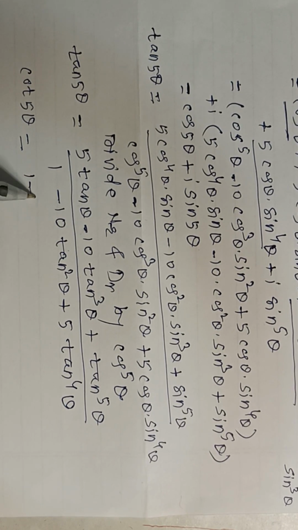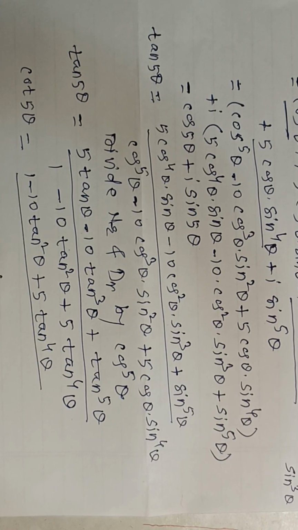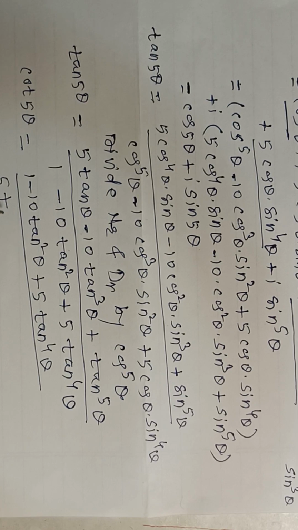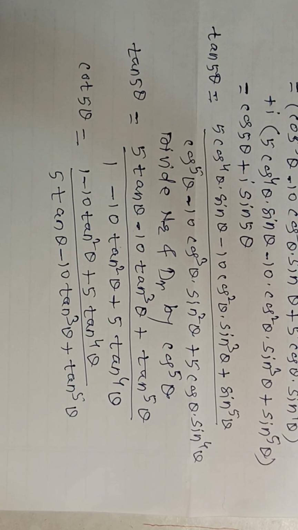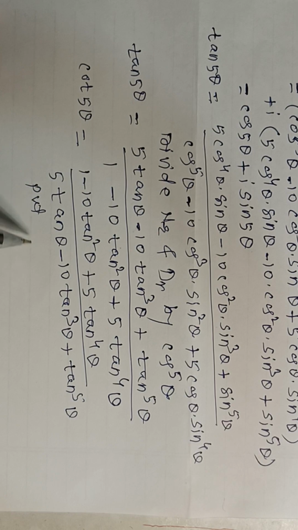So 1 minus 10 times tan square theta plus 5 times fourth power of tan theta, divided by 5 times tan theta minus 10 times tan cube theta plus fifth power of tan theta. Put theta is equal to pi by 10.